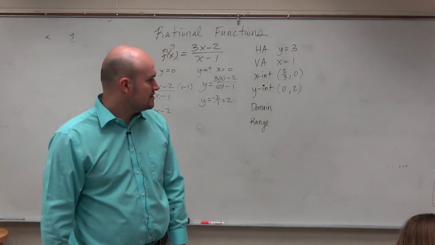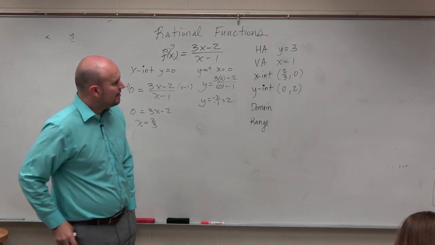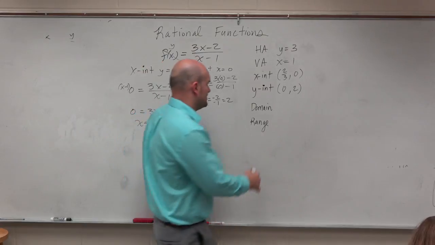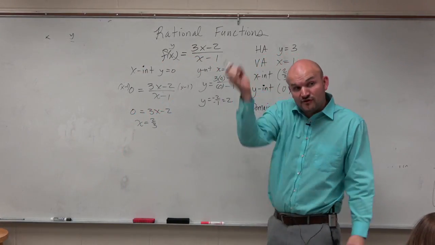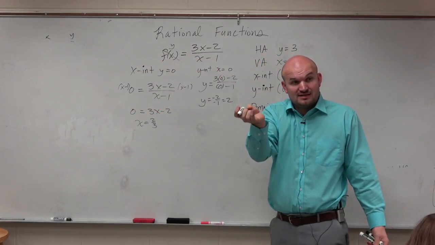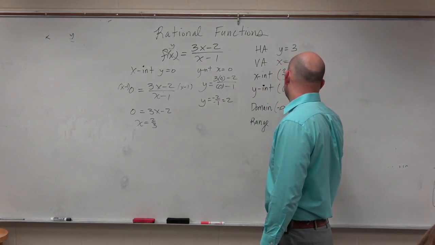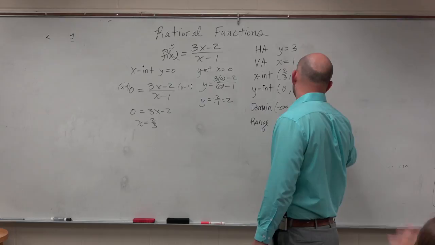Cool. All right. So the domain is obviously we don't have a hole. We only have one undefined value. So that's going to be rather simple. The function is only undefined at 1, correct? It's only undefined at 1. So my domain is negative infinity to 1, union 1 to infinity.